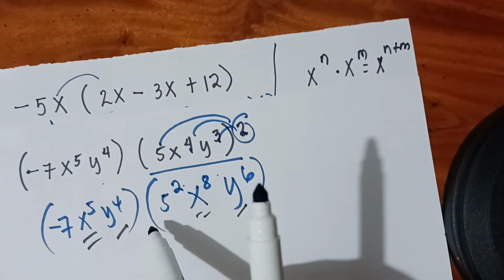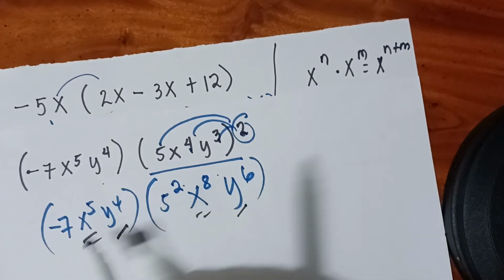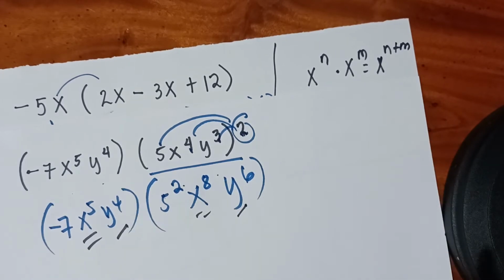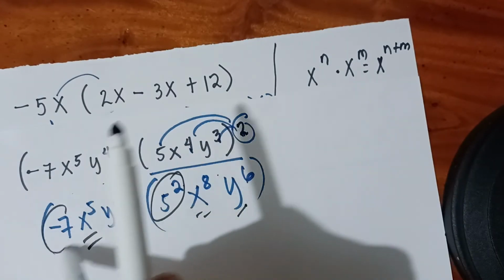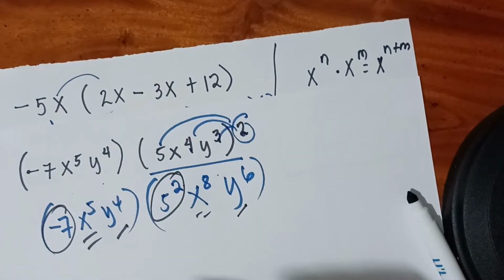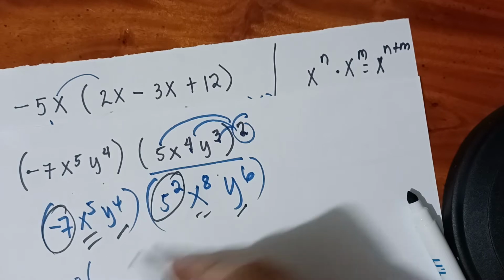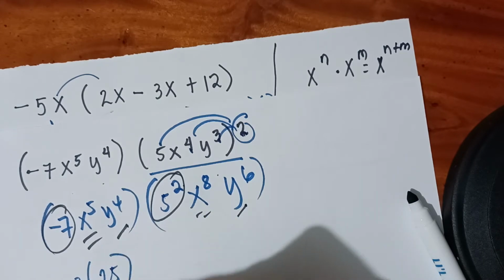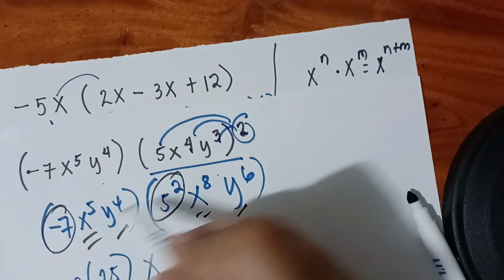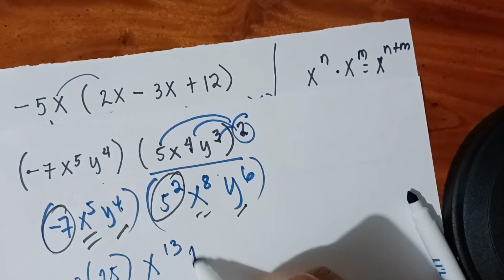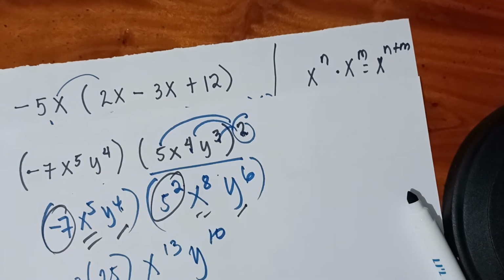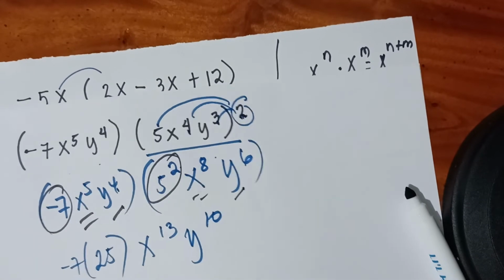Since ang operation natin is multiplication, ang gagawin natin sa exponent, we only add them. Okay? So, ang i-multiply lang natin dito is this 5 squared at saka negative 7. So, doing that, negative 7 times 5 squared is negative 7 times 25. And then x, 5 plus 8 is 13. 4 plus 6 is y to the 10. So, negative 7 times 25, so that will be negative 175.